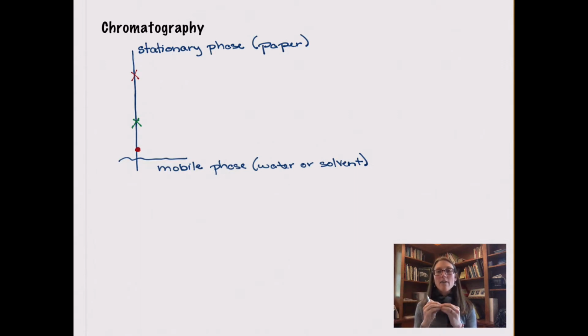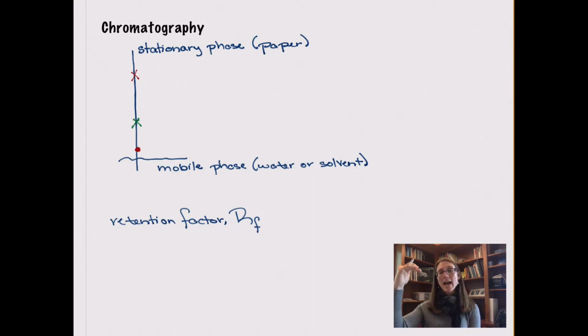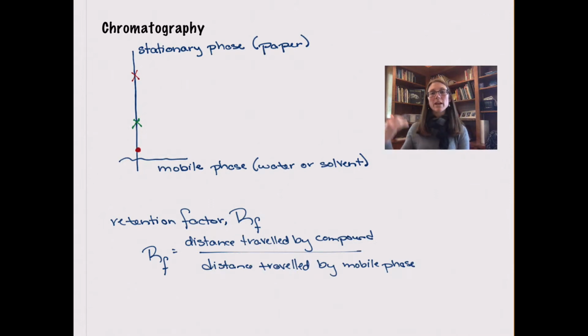We can talk about something called the retention factor, which is a way of telling someone whether a material in your mixture is more attracted to the mobile phase or the stationary phase. And your retention factor is a ratio. It's the distance that your compound of interest traveled divided by the total distance that the solvent traveled. So in my image up above, I can measure the distance that was traveled from where I spotted it up to where, say, this red compound ended up, and that'll be the numerator. And then I can divide that by the distance that the solvent traveled, which will generally be noticeably farther.